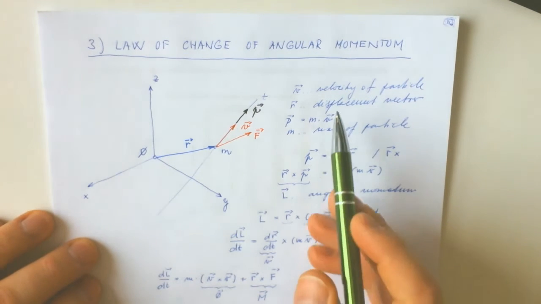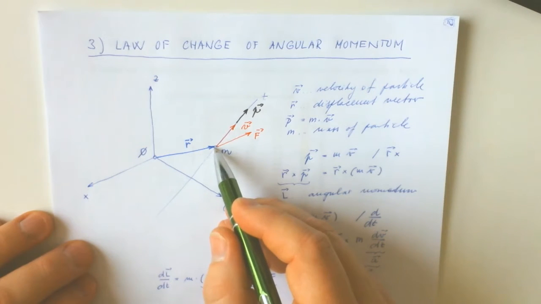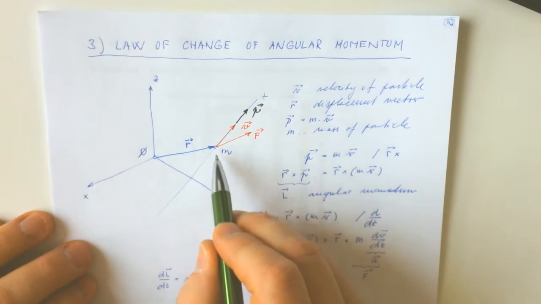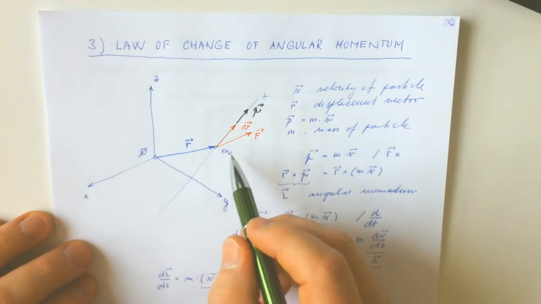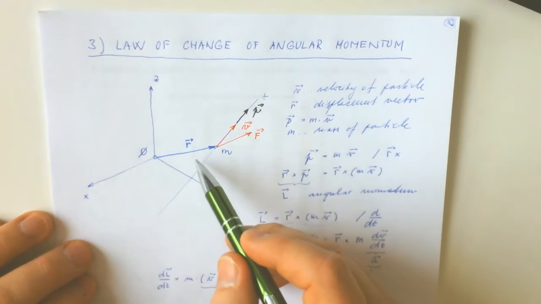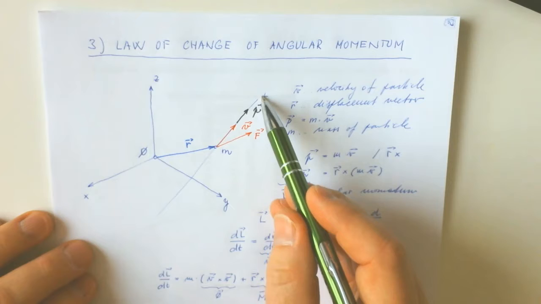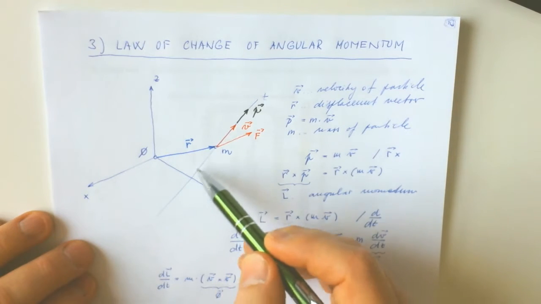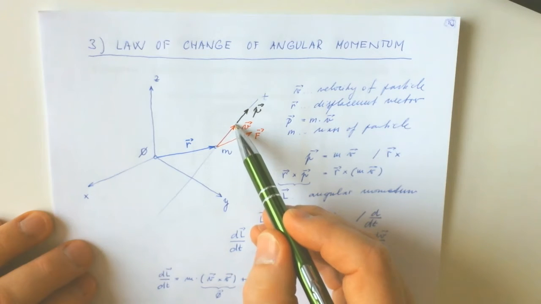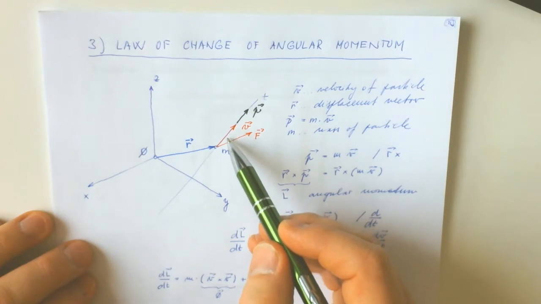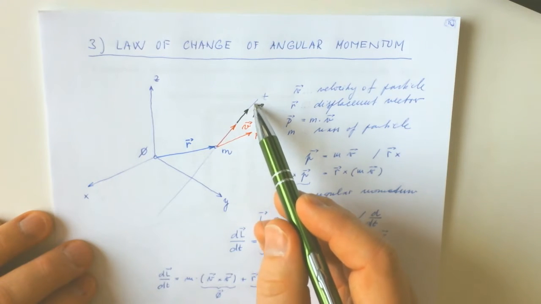Law of change of angular momentum. If we have a particle in space, we can denote this particle with mass m like this. This is a point, and it has some trajectory, and this trajectory has a tangent. We know that the velocity of the particle always belongs to the tangent, so v is always in the tangent.